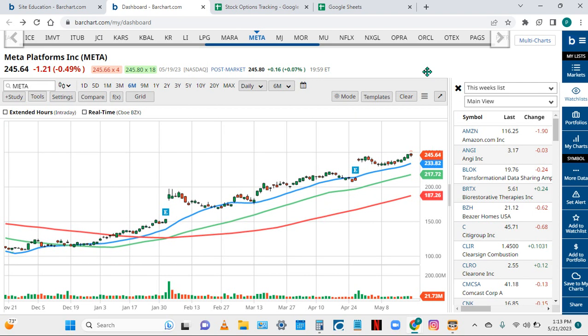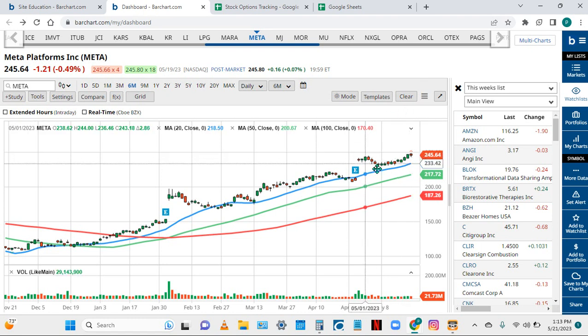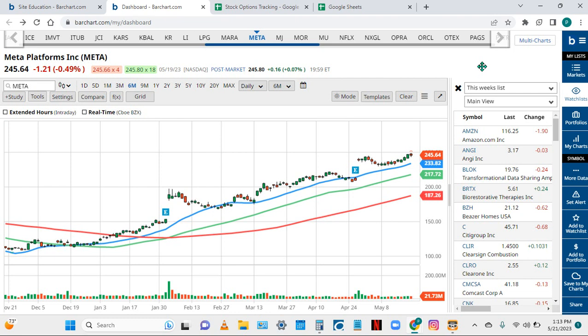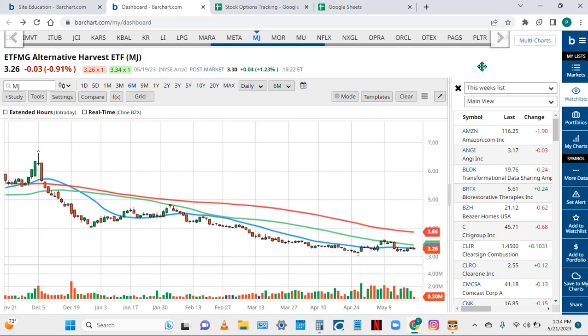Meta has been in a very strong uptrend, as you can see, consolidating again. Because it's a more expensive stock, candles will look smaller, but this looks very positive. It could just continue going higher. MJ, again the marijuana ETF, looks like it's maybe getting towards the bottoms. I would not buy this now, but it's on the watch list to see if there's any major change in that ETF. Not a buy for me now, just a watch.